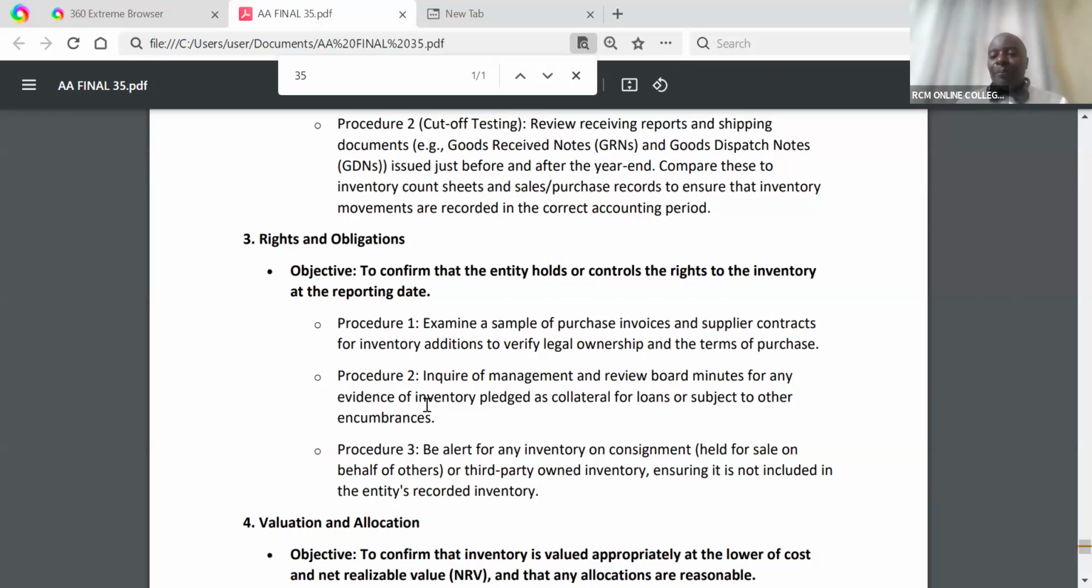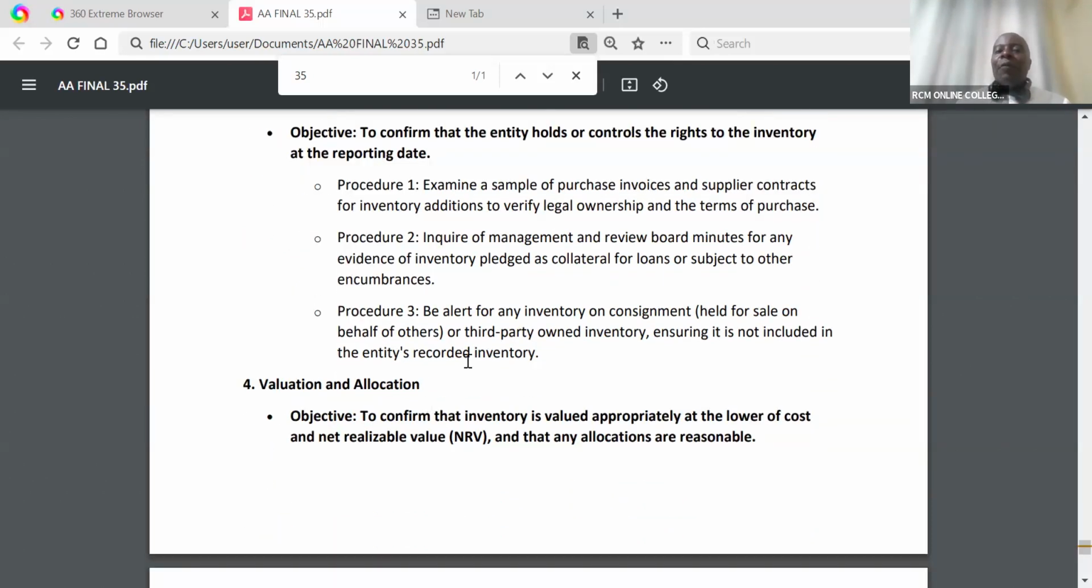Procedure number 3, be alert for any inventory on consignment held for sale on behalf of others, or third-party owned inventory, ensuring it is not included in the entity's recorded inventory. Of course, as I do this the first time, you will think that it's quite a difficult area, but when I repeat it a second time, you'll be able to understand it fully.